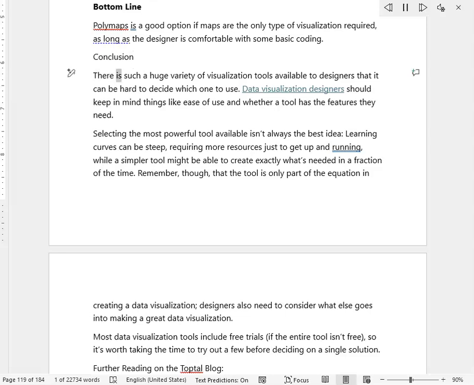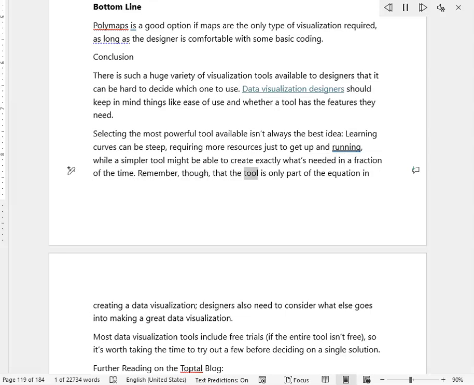Conclusion. There is such a huge variety of visualization tools available to designers that it can be hard to decide which one to use. Data visualization designers should keep in mind things like ease of use and whether a tool has the features they need. Selecting the most powerful tool available isn't always the best idea. Learning curves can be steep, requiring more resources just to get up and running, while a simpler tool might be able to create exactly what's needed in a fraction of the time.